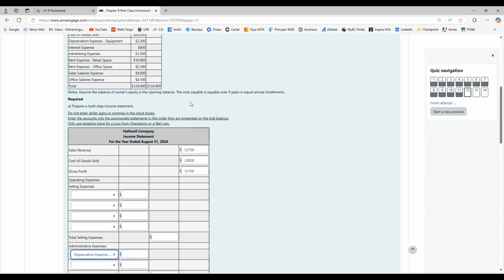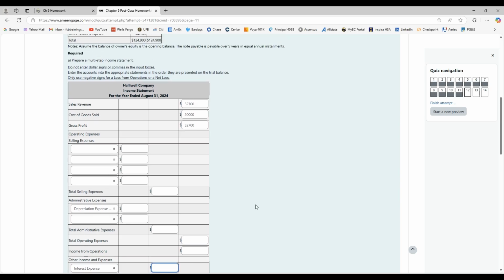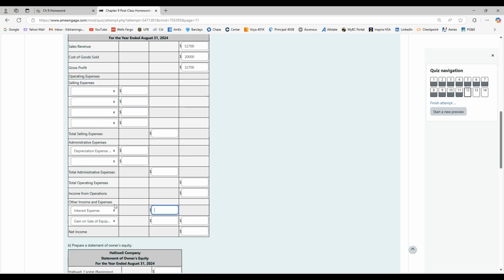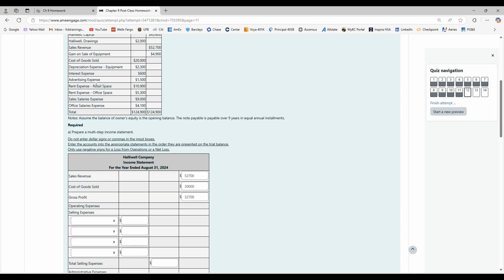If you want to think of it that way, we got depreciation and interest expense is going to go down in other income and expense, I should say. Let's see what else is going to go down here. So gains on sales or loss when we sell equipment, or have a loss or a gain on the sale of equipment. That's going to go there. Let's make sure that's in the right order. So gain goes before interest expense. So I think it's not going to like it if we do it that way.